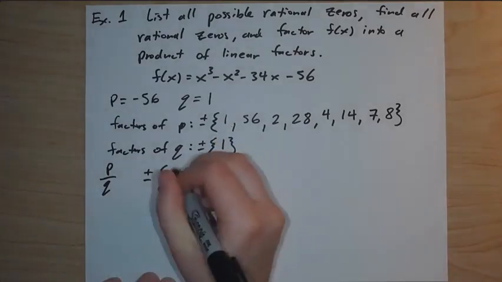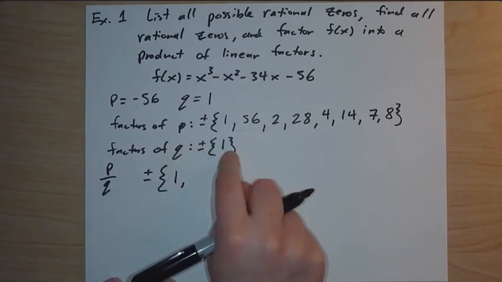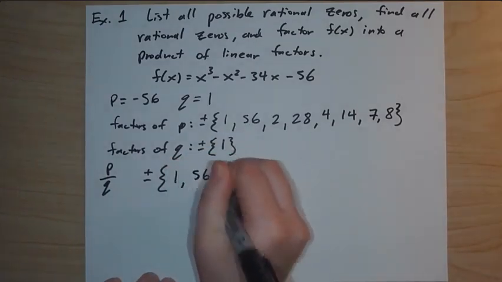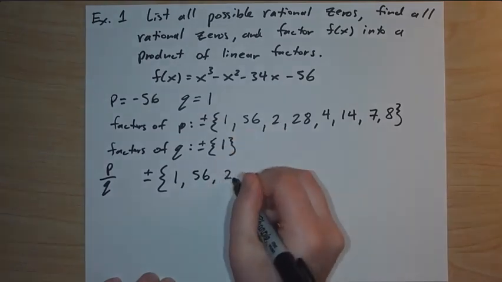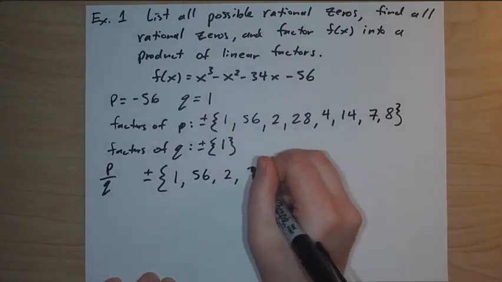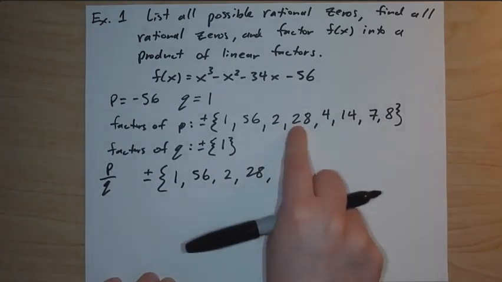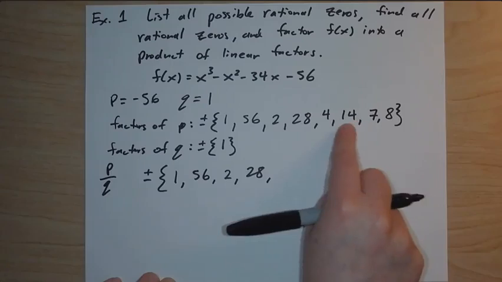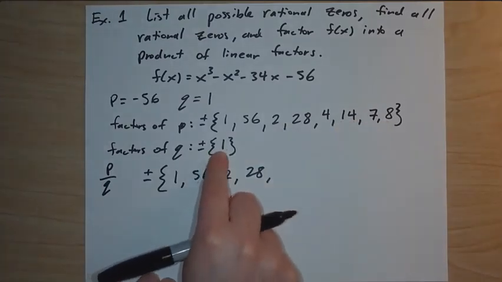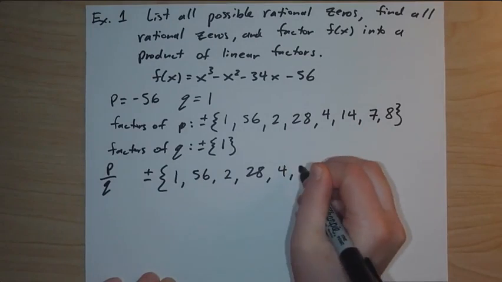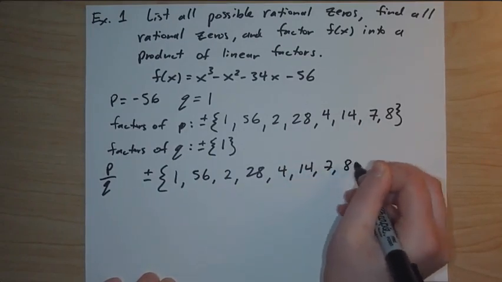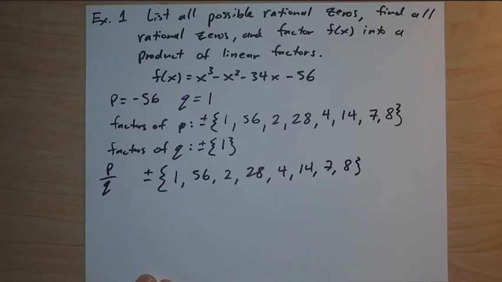So we have 1 over 1, which is 1. We have 56 divided by 1, which is 56. We have 2 divided by 1, which is 2. We have 28 divided by 1, which is 28. So really it's just going to be all of the factors of P, because if we divide by the factors of Q, it's just going to be itself. So this is 4, 14, 7, and 8. Positive and negative. So these are all the possible rational zeros of our function here. We don't know which ones are actually the zeros, but these are all the possible rational zeros.